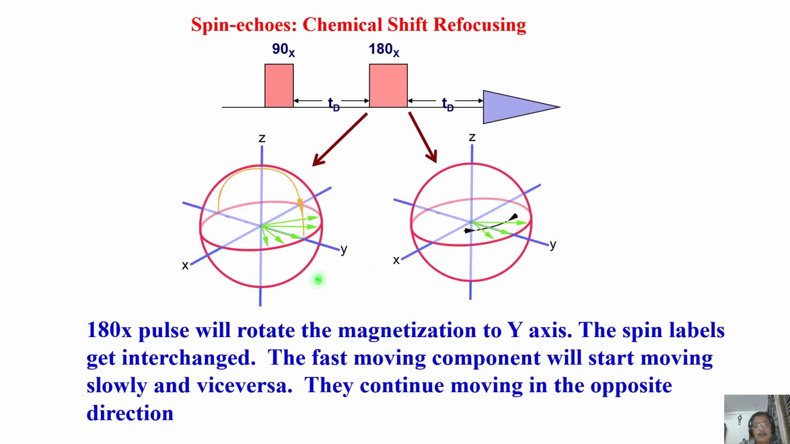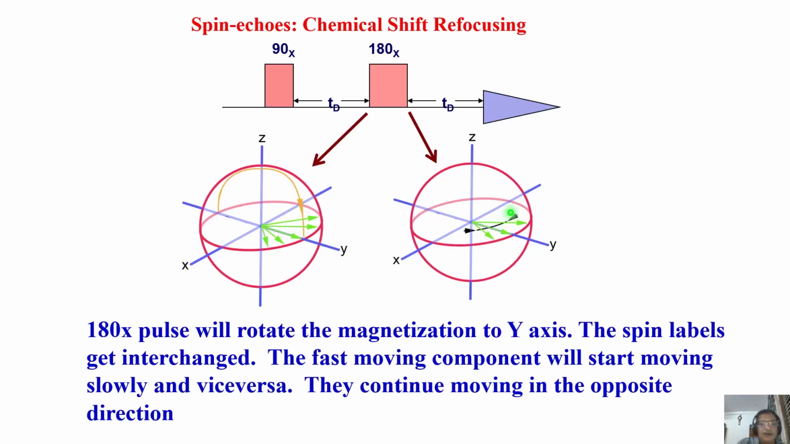So when you put a 180-degree pulse, when you change this completely, invert it like this, the fast moving component starts moving slowly, and the slow moving component starts moving faster, because they continue to move in the opposite direction now. The one which was going like this will continue to move in the same direction. Now with respect to this axis, the fast moving will be moving slowly and the slow moving component will start moving fast. They continue to move in the opposite direction.